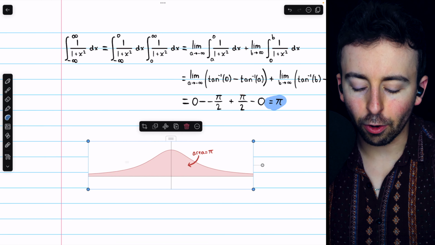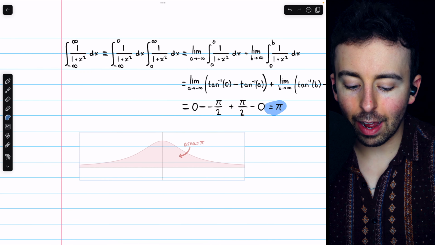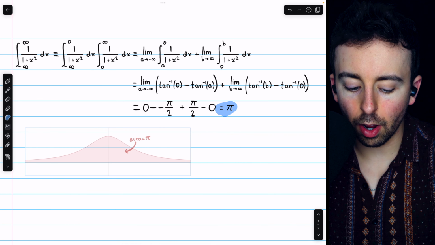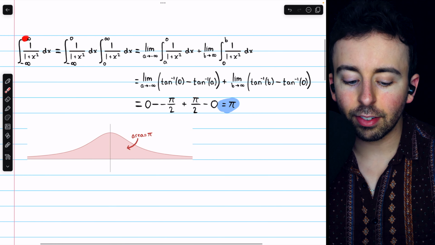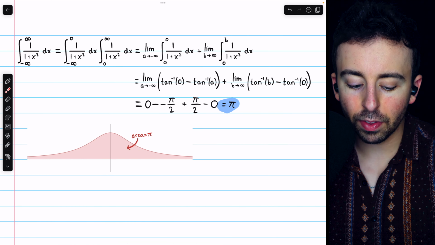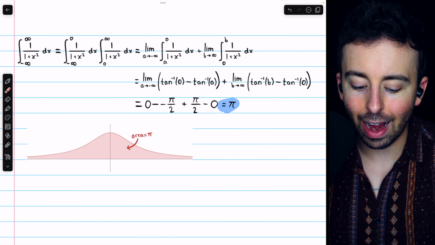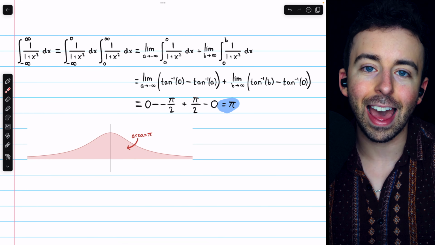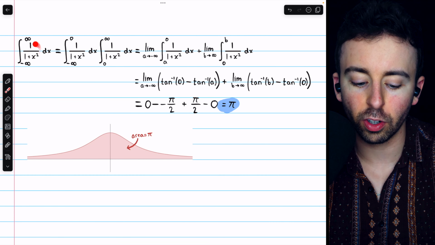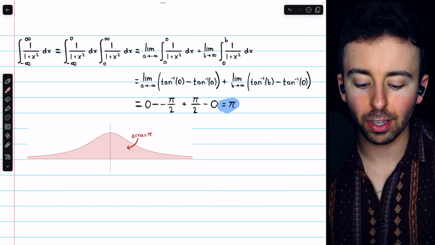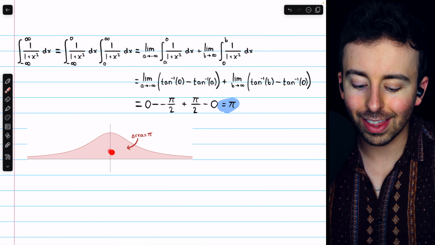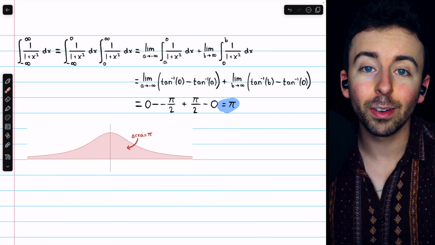We can look at this in a graph as well. This is a graph of the function 1 over 1 plus x squared, and this improper integral is all of the area underneath the graph, and of course above the x-axis, because this function only outputs positive values. So this area underneath that curve is equal to pi, which is pretty cool.